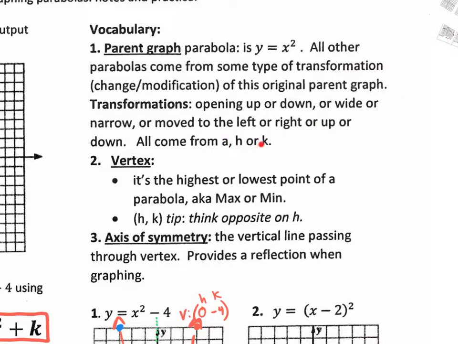And all that comes from understanding the values of A, H, and K. We also need to know that the vertex is the most important point. It's the highest or lowest point of a parabola. It's also known as the max or min. And we also know that the vertex, that most important point, comes from (H, K), and you think opposite on H of whatever you see. Now the axis of symmetry, we just explained that right here.